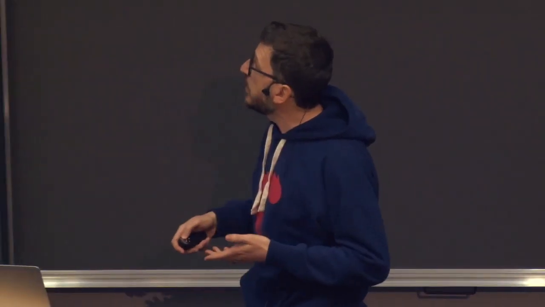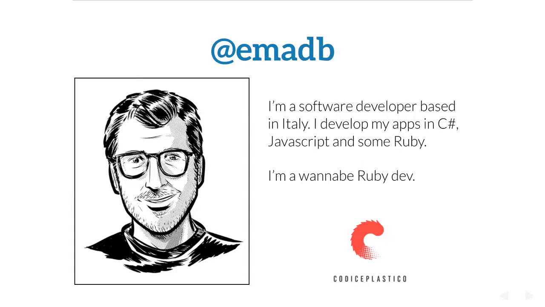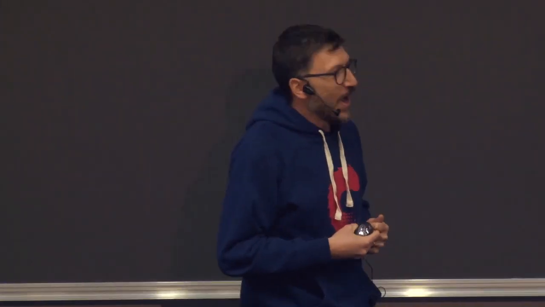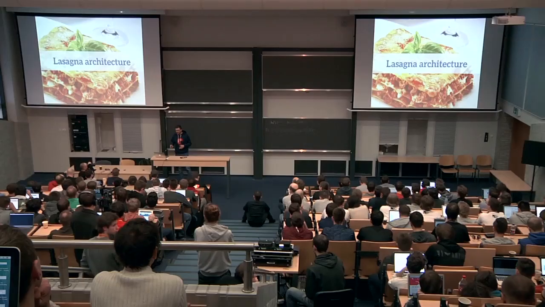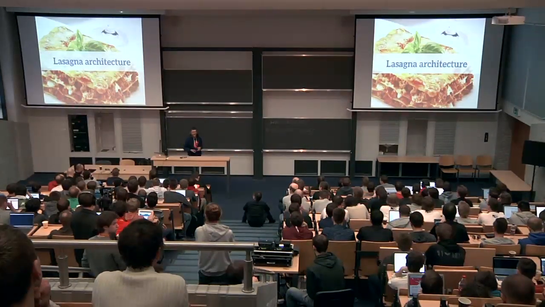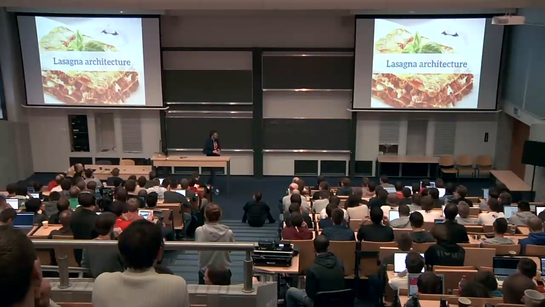for our Rails application. My name is Emanuele Delbono. I come from Italy. I work as a software developer in a small company called Codice Plastico in Italy. Actually, I'm not a Ruby developer. That's fine. I'm a wannabe Ruby developer. I do C# for money and Ruby for fun in the evening and the night. Okay, let's start. Everybody, not Java, but it's almost the same.